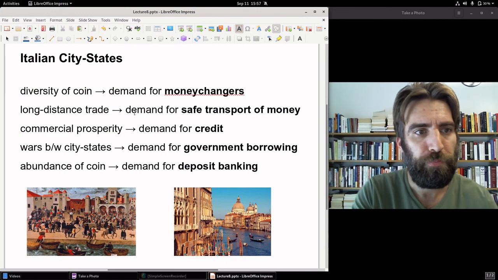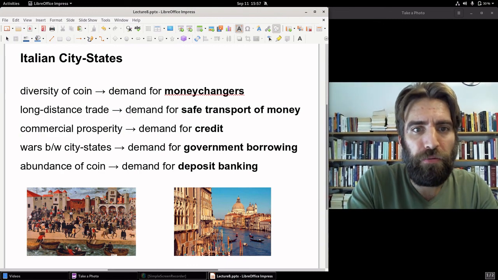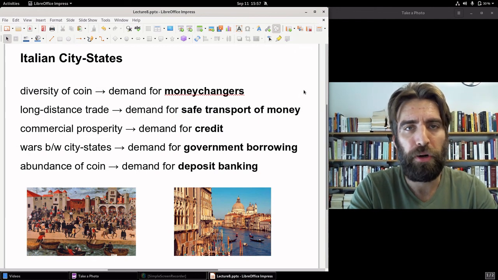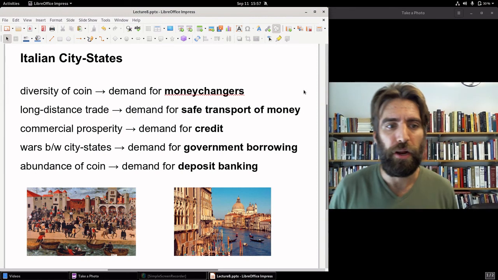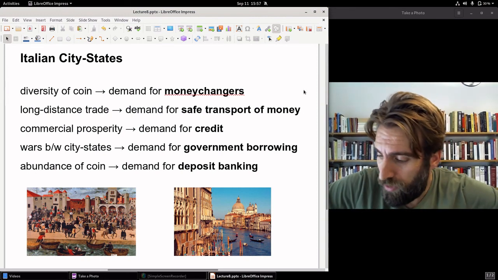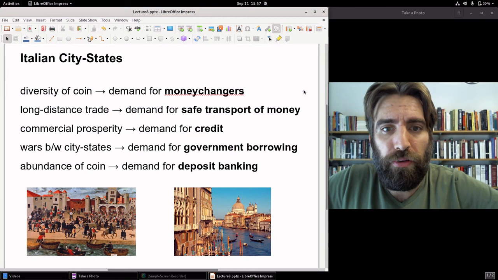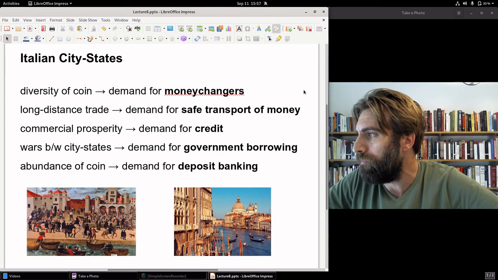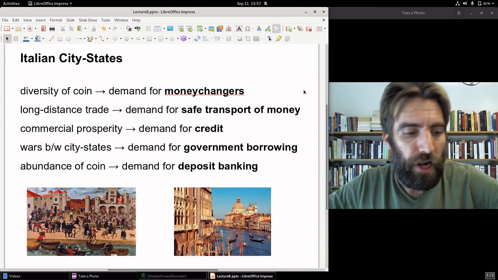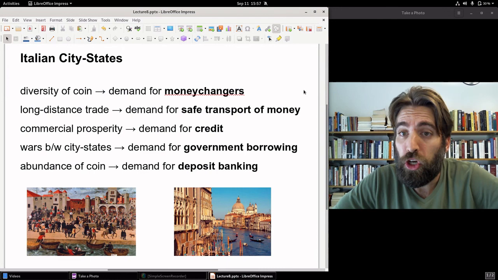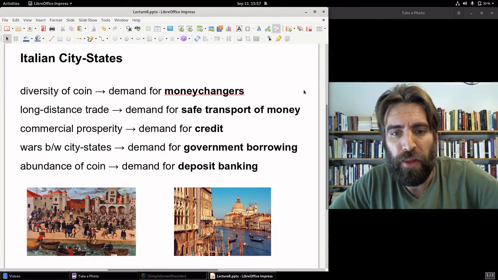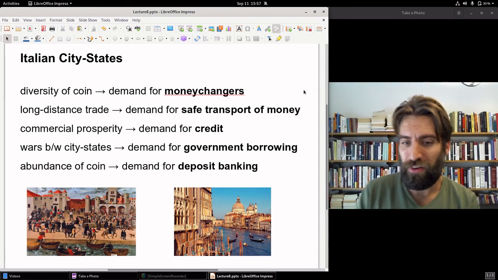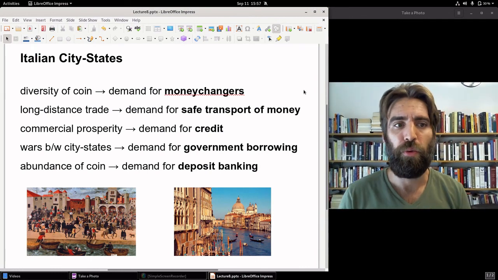But there was also a demand for the safe transport of money, especially by merchants. Merchants are dealing with very long-distance trade. And whether that trade was by land or by sea, it was very dangerous to transport large sums of money. If it was by land, highway robbers were not uncommon back then. If it was by sea, shipwrecks were not terribly uncommon either. And so if you had a large sum of money, you preferred not to have to physically transfer it in an unsafe way.